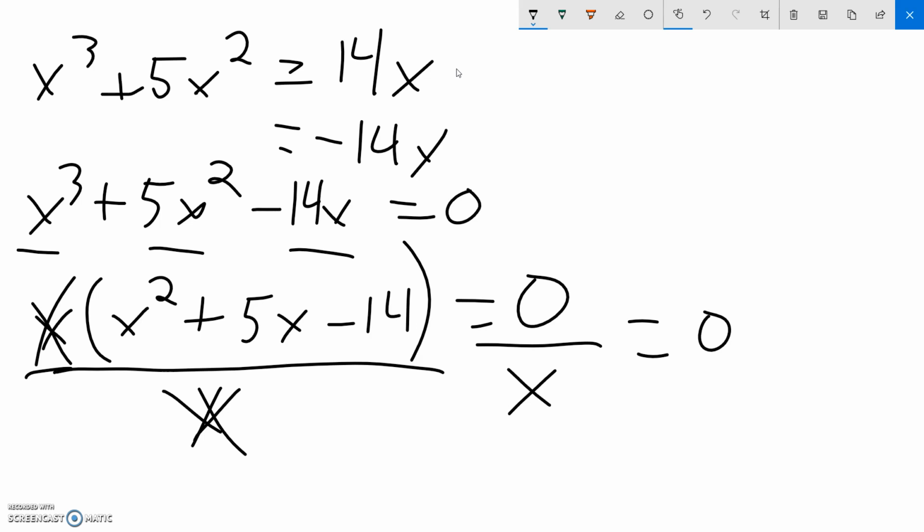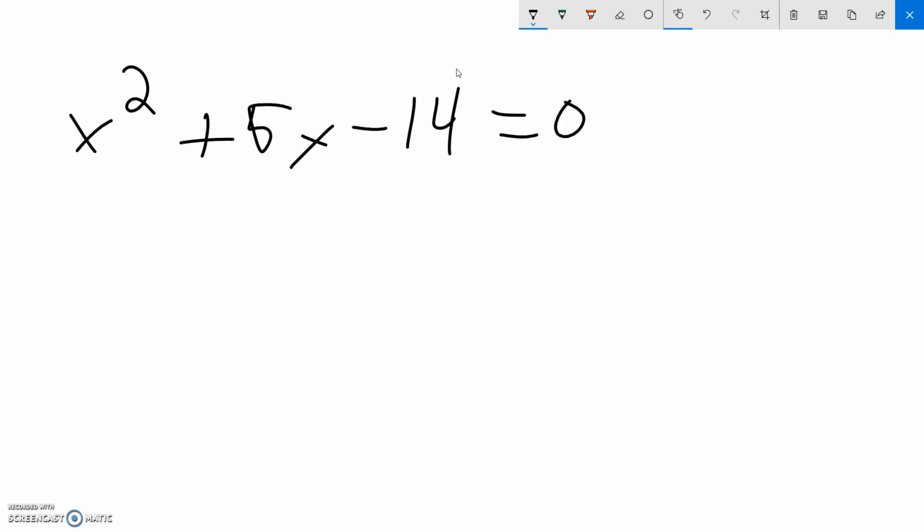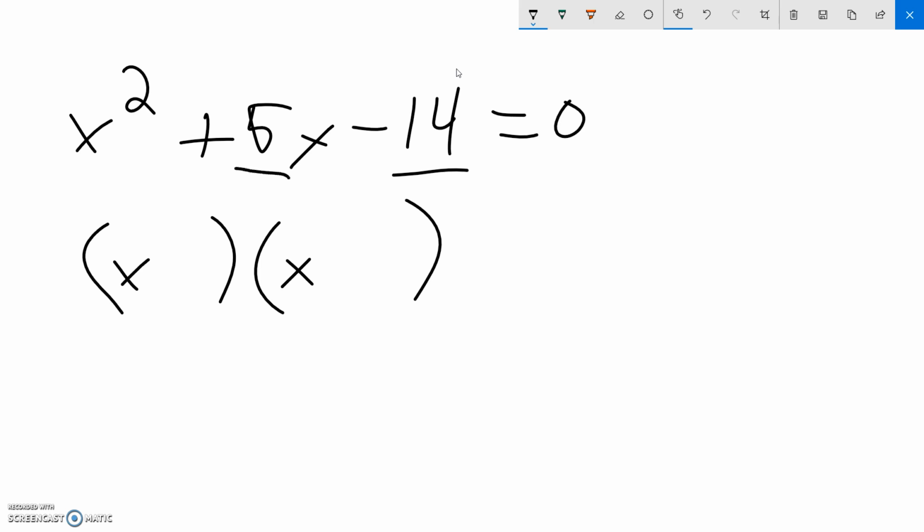All right, running out of screen space here, so let's clear that. Okay, so we were left with x squared plus 5x minus 14 is equal to 0. Now what we would have to do is factor this. So we've got x on both sides. We need to figure out which two products would equal 14 and their sum would equal 5.